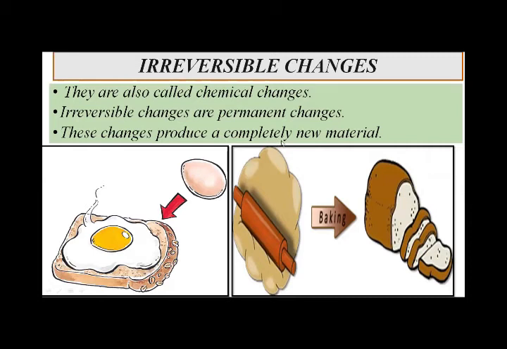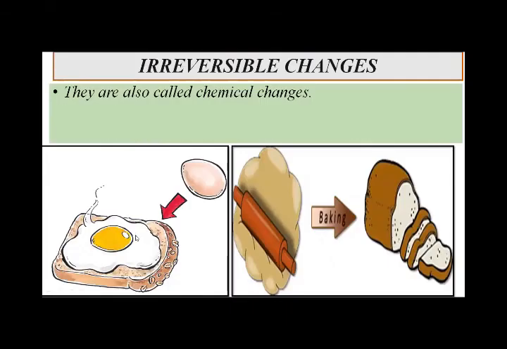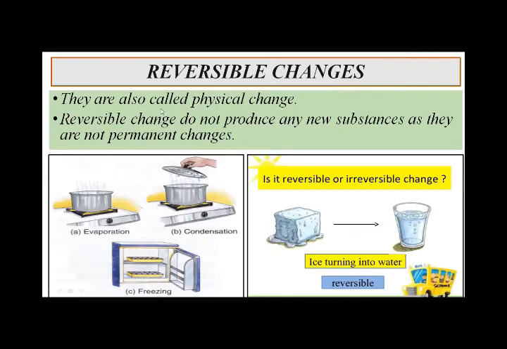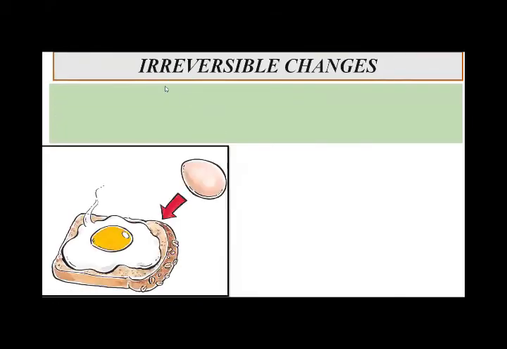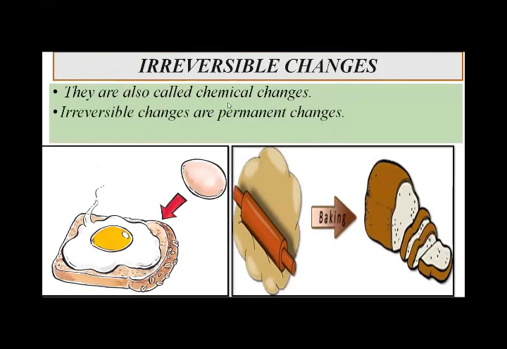So, what is the irreversible change? The irreversible change is called the chemical change. Irreversible changes are the permanent change, and these changes produce completely new materials. You can see on the slide, this forms a completely new material. Is it clear, my dear students? So, there are two types of changes: reversible change, which is the physical change, and irreversible change, which is the chemical change.